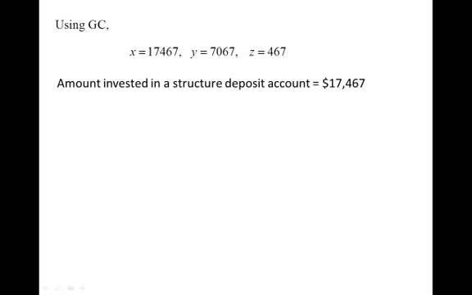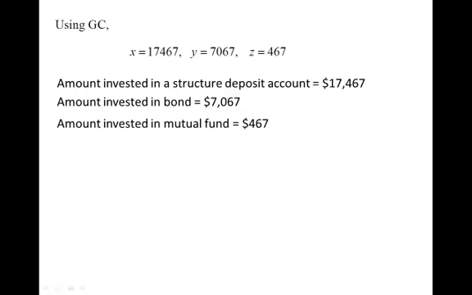Using GC, we find our values of x, y, and z to the nearest whole numbers. And so that means that the amount invested in the structured deposit account is $17,467, the amount invested in bonds is $7,067, and the amount he invested in the mutual fund is $467. And all these were rounded to the nearest dollar.